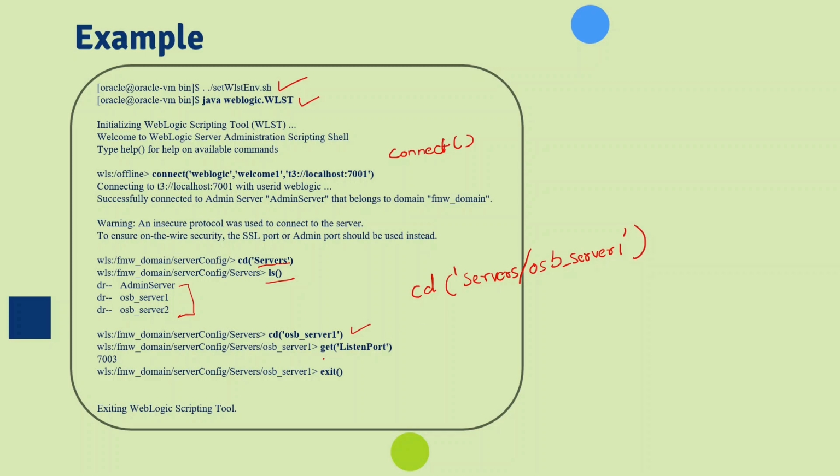After that, we are running this get function to get the value of listen port. So this is an attribute. And here we are running the exit command to exit out of online mode. So let's see this in the terminal.